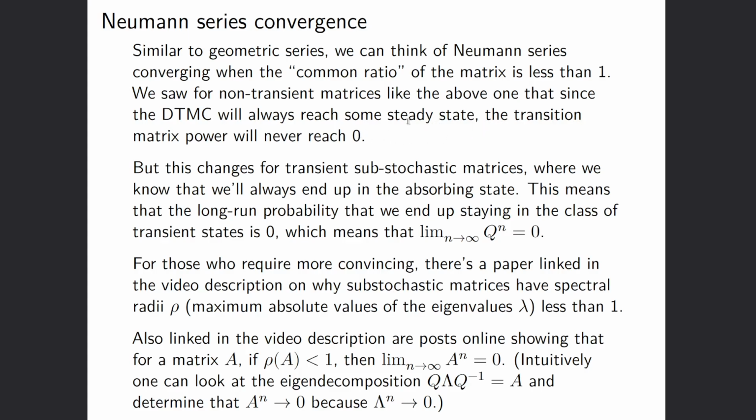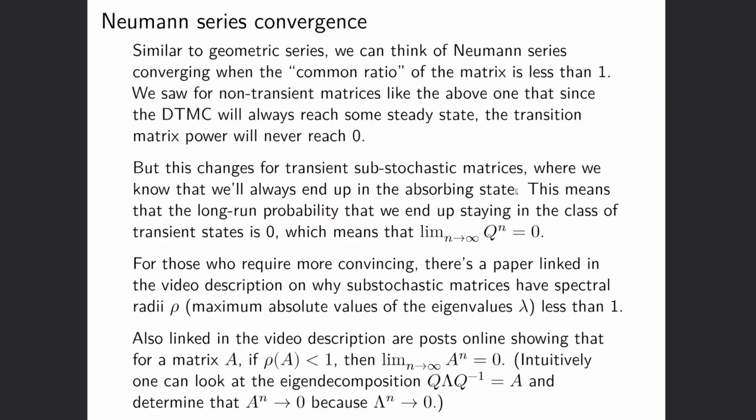But so the non-transient matrices, like the one that we saw above, will always reach some steady state, right? So the transition matrix power is never going to actually converge to 0. So this is something that is going to cause us to not actually have this converge. Our common ratio, you can think of it like that, is going to be above 1, right? But this changes for transient substochastic matrices, where we know that we will always end up in an absorbing state.